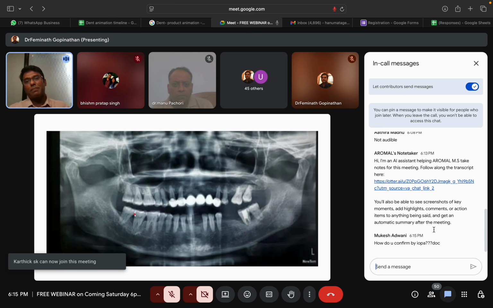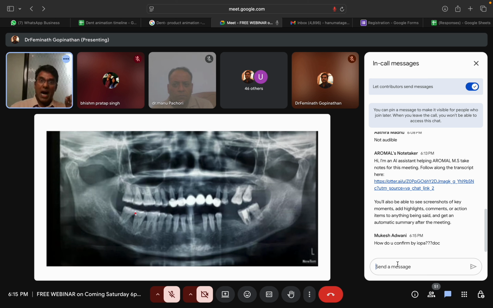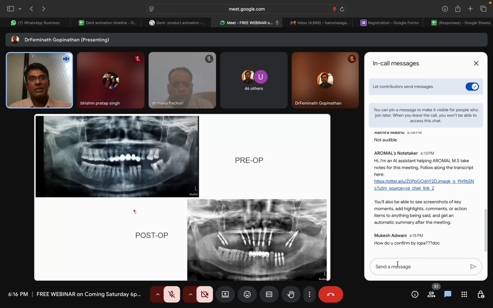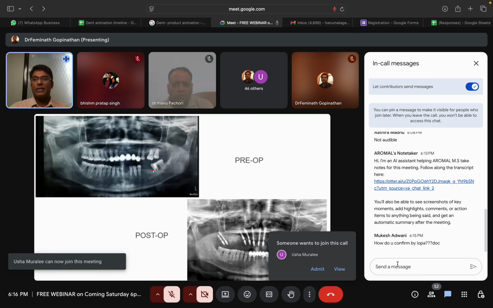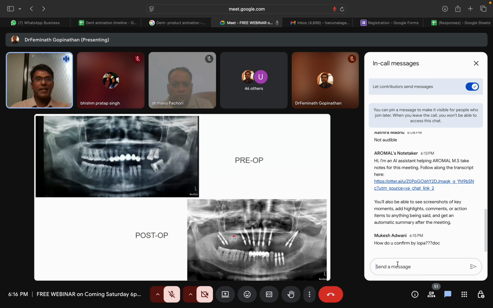So the upper was planned as a full mouth because everything had a very bad prognosis, which was confirmed by IOPA on the upper right side, and on the lower right side and the left side, it was also confirmed by IOPA that they had a very bad prognosis. So the treatment plan was made in such a way that the teeth which had a very bad prognosis were removed. You can see 3 implants being placed and the full mouth rehabilitation was done. I hope if you have any doubts, please keep them.